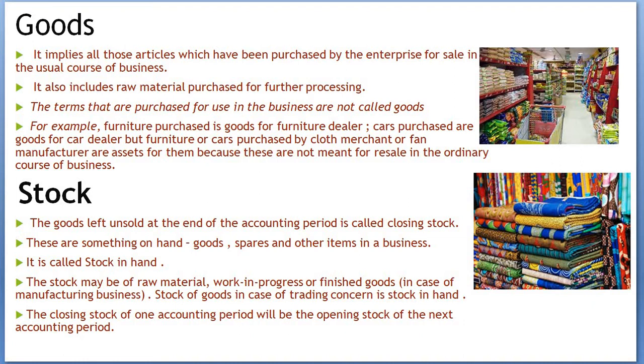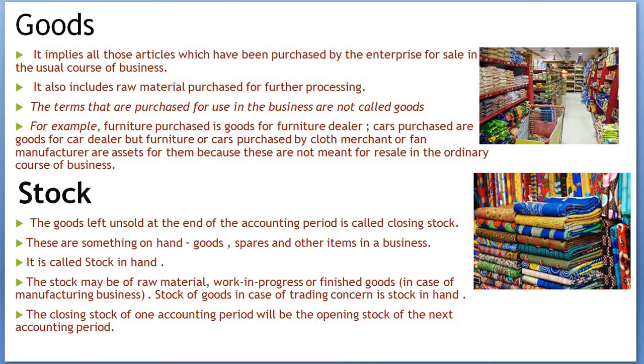These are something on hand, stock in hand: goods, spare parts and other items in the business. It is called stock in hand. For a manufacturing concern, the stock may be of raw material, the input lying with them, which is going to be converted into finished goods. The stock of work in progress: work in progress means raw material not yet completed into finished goods. The work is in progress, not finished, not raw material.